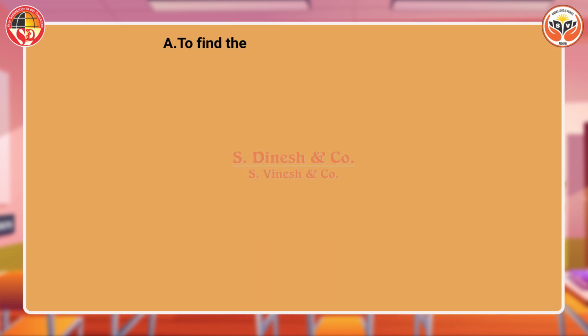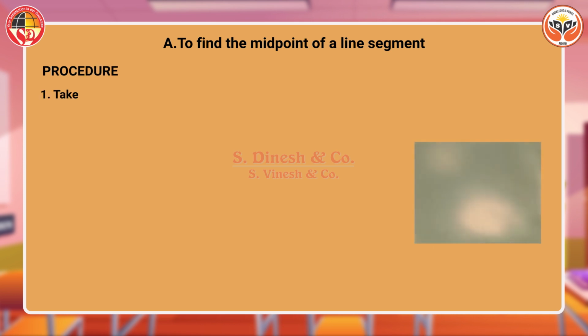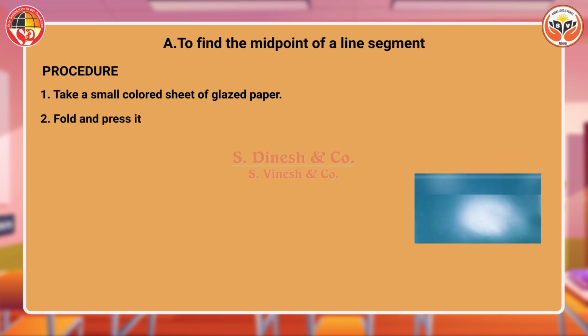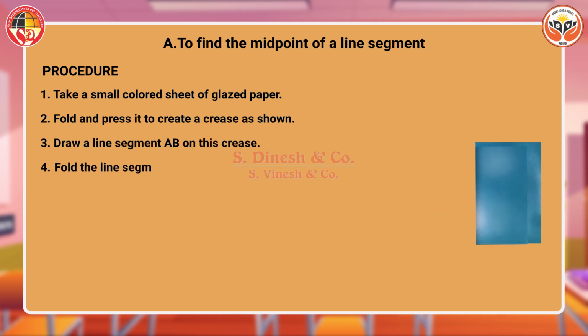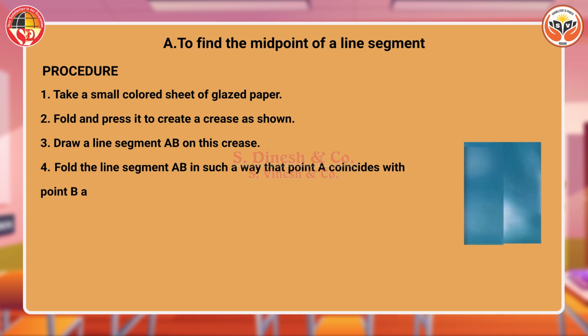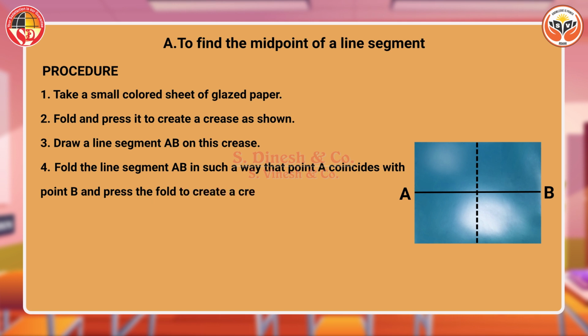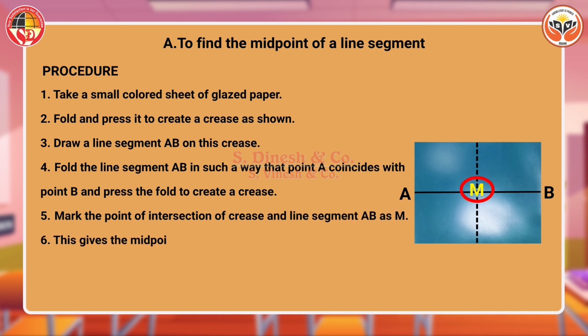A. To find the midpoint of a line segment. Procedure: take a small colored sheet of glazed paper. Fold and press it to create a crease, as shown. Draw a line segment, AB, on this crease. Fold the line segment, AB, in such a way that point A coincides with point B, and press the fold to create a crease. Mark the point of intersection of the crease and line segment, AB, as M. This gives the midpoint, M, of line segment, AB.